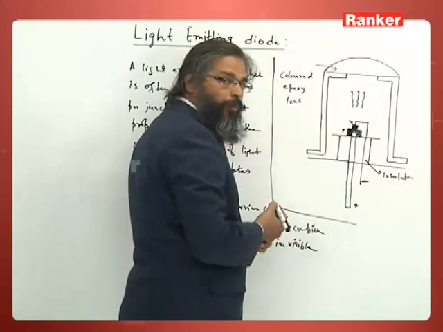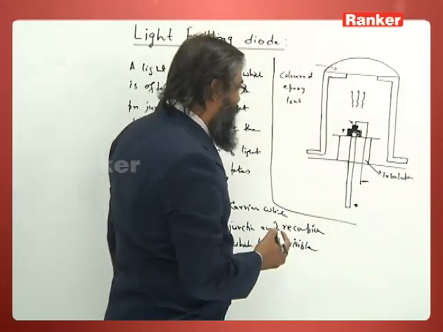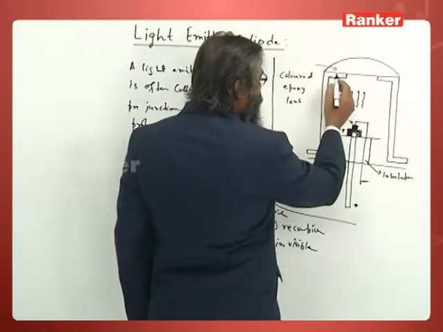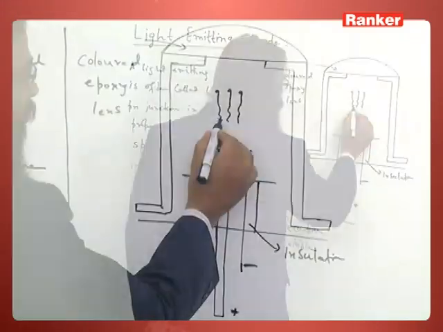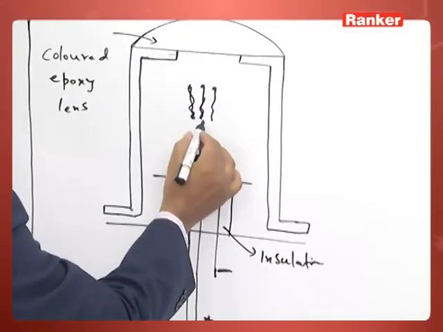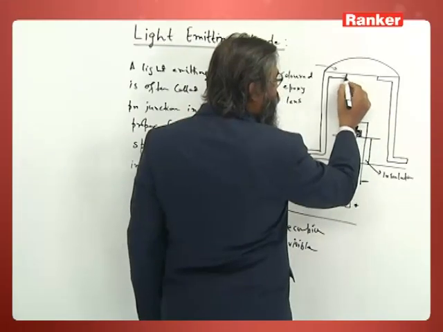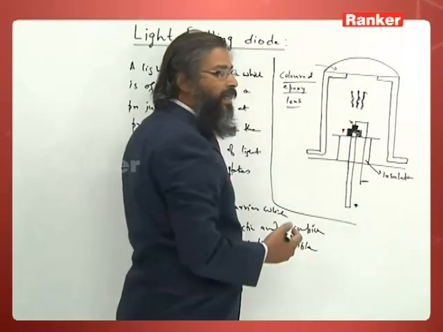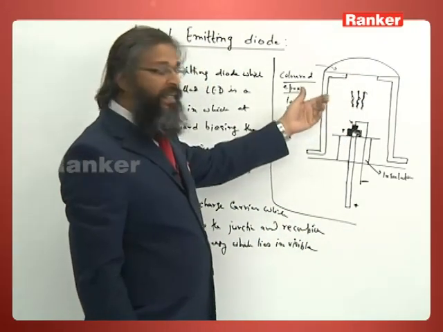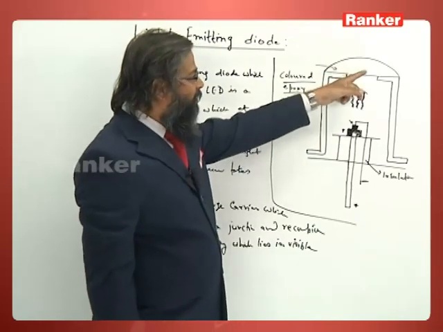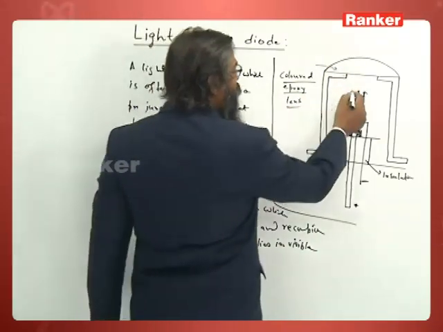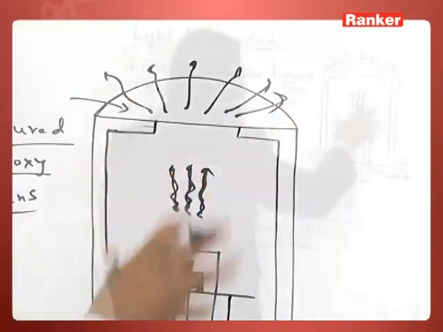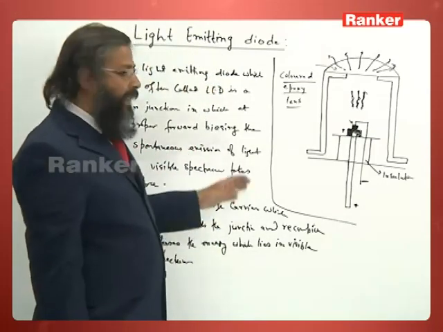P is connected to positive and N to negative for forward biasing, and then this is the insulation. The design is such that the light emitted goes here, and this is a lens, an epoxy lens, a colored epoxy lens. So, it is a red LED, white LED, blue LED, green LED. Different colored LEDs are there, with that colored lens. Finally, the ray will come out like this. So, these are the constructional details of an LED.